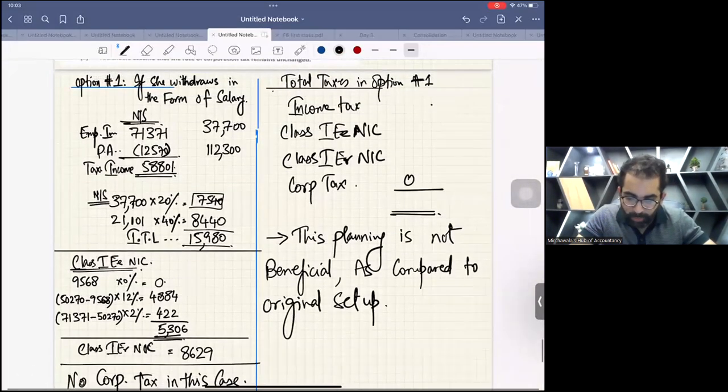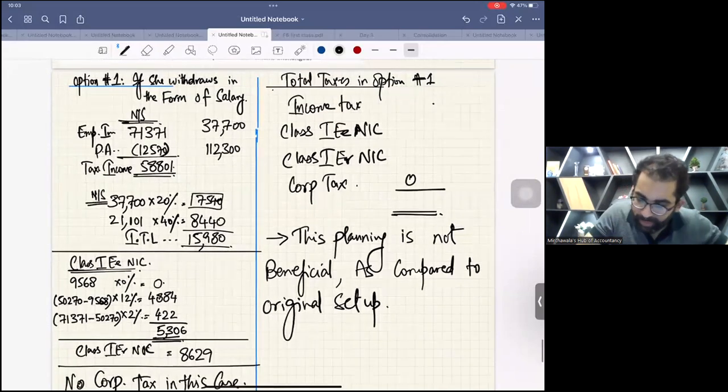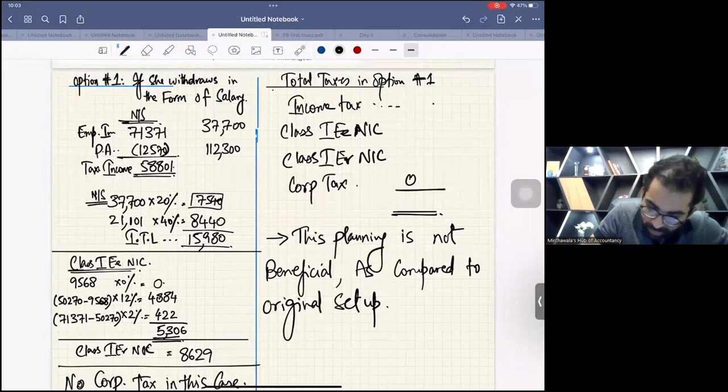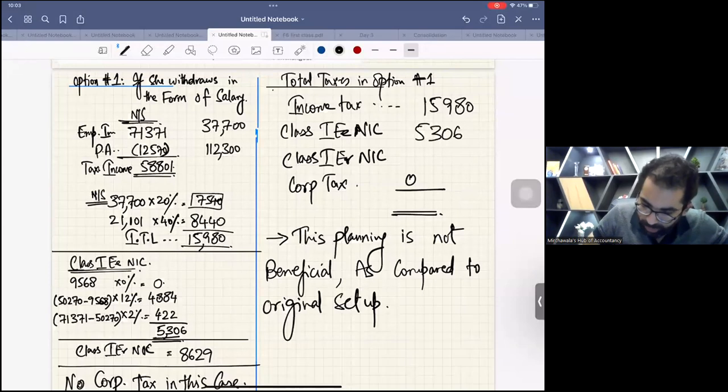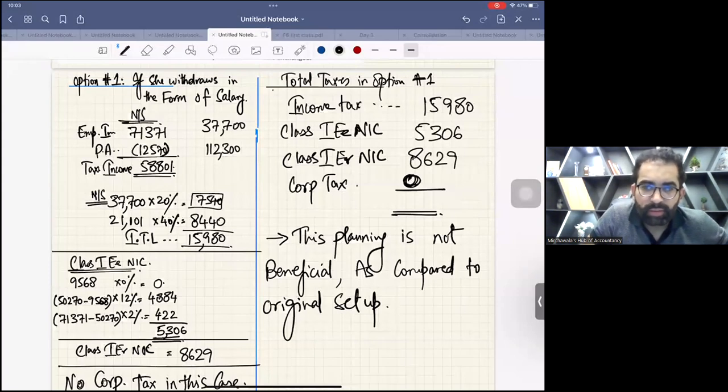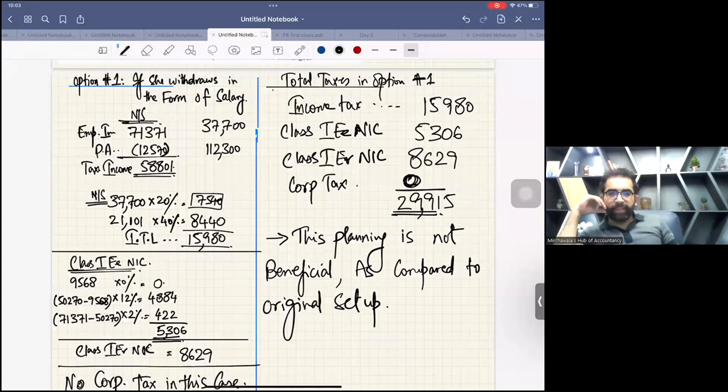So let's calculate the total numbers. Income tax in this first case is 15,980. Class one employee NIC is 5,306, obviously. Class one employer NIC is 8,629. And corporation tax is zero. So what is the total amount? 29,915 is the total amount in this case.